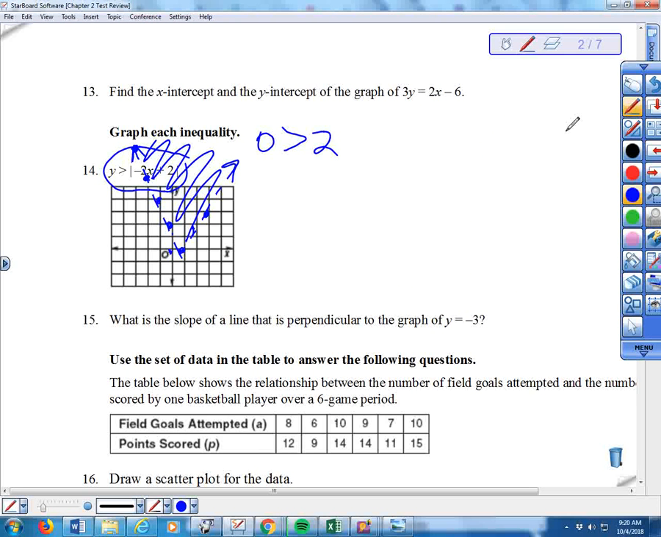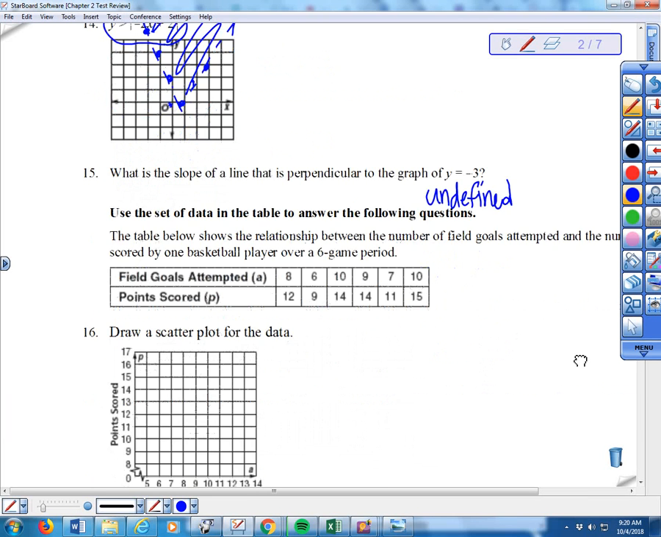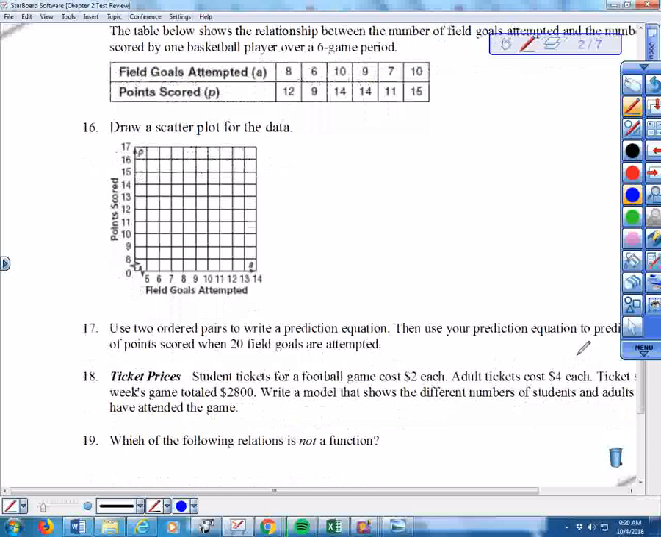What's the slope of a line that's perpendicular to y equals -3? What kind of line is y equals -3? It's a horizontal. What's the slope of a horizontal line? 0. So what's the slope of a vertical line? Because that would be perpendicular to a horizontal. Undefined.